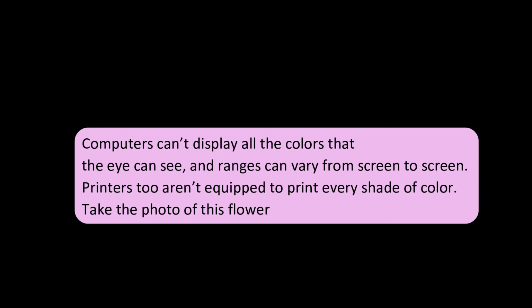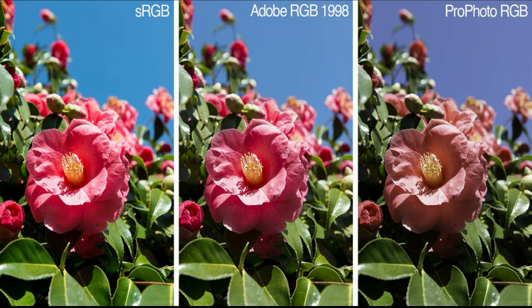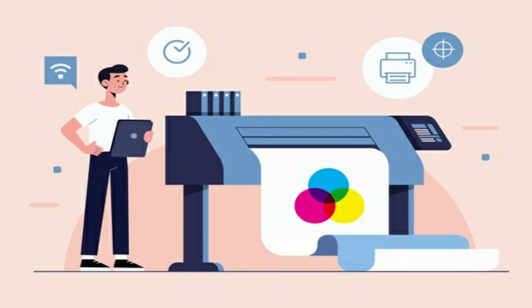Take the photo of this flower. The left side image shows bright and vibrant colors. The middle picture shows dull colors. And the last one, with the right ICC profile, shows the real color of the flower. What problem exists? Let's look at the problem we are trying to work on in more detail.